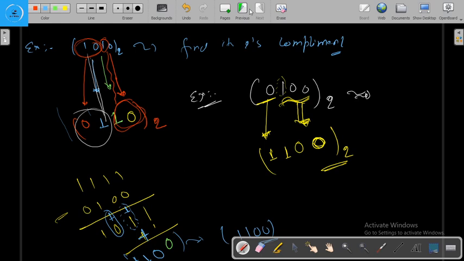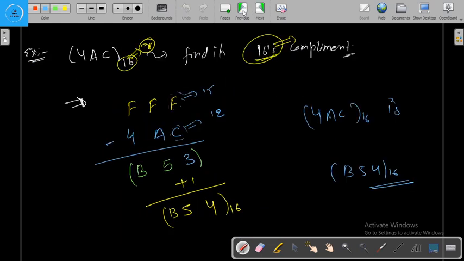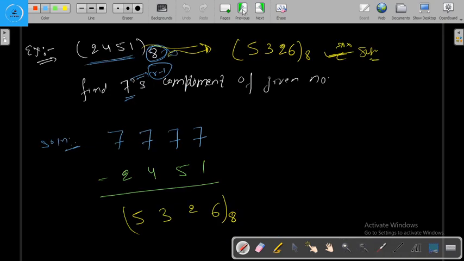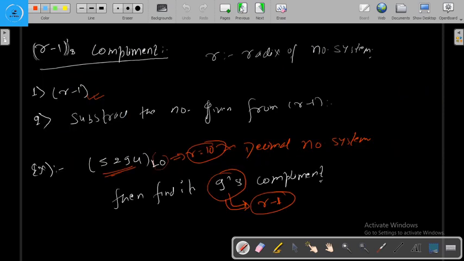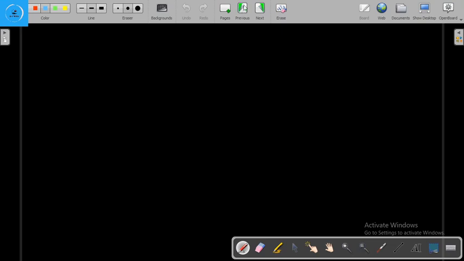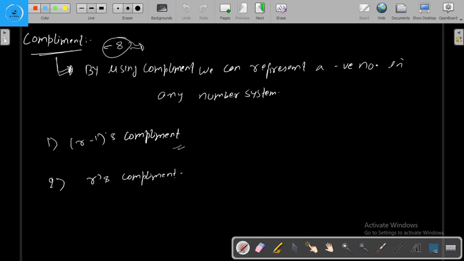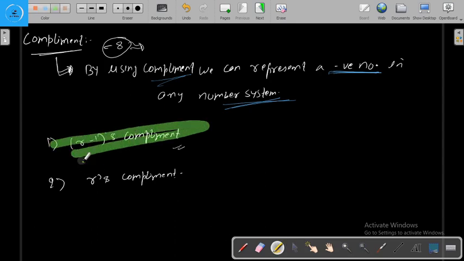So I hope this concept to find the r and r minus 1's complements is clear, and why we are using the complement. We are using the complement for representing a negative number in a number system. For representing any negative number in a number system, we are going to use the complement. There are two types of complement, r minus 1's complement and r's complement.